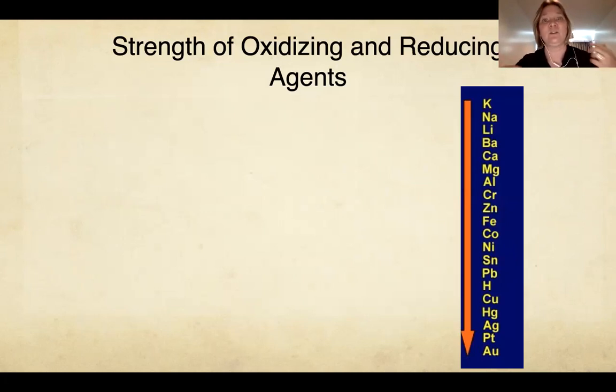But honestly, I don't want to spend too much time on it because I think that you can figure it out based on what you already know about the tendency of specific elements in the periodic table, whether they tend to gain electrons or lose electrons.